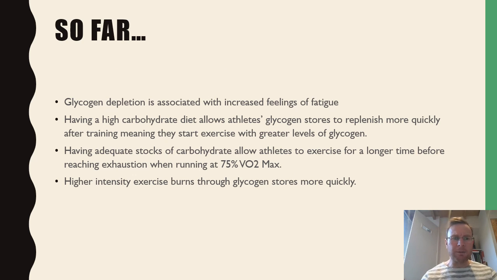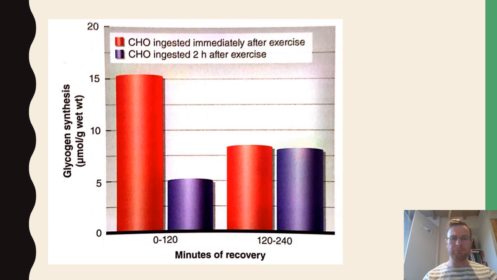So far we've seen that glycogen depletion is associated with increased feelings of fatigue. Having a high carbohydrate diet allows athletes' glycogen stores to replenish more quickly after training. They start exercise with greater levels of glycogen. Having adequate stocks of carbohydrate allows athletes to exercise for a longer time before reaching exhaustion when running at 75% VO2 max. And higher intensity exercise burns through glycogen stores more quickly.